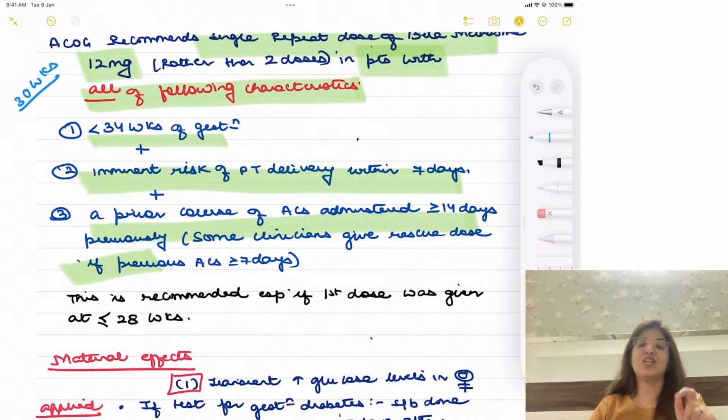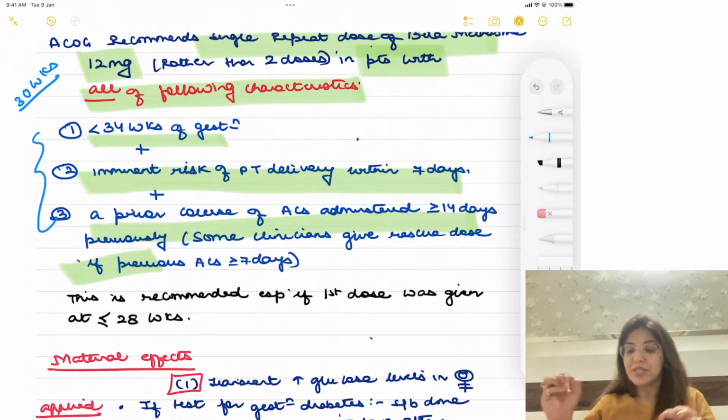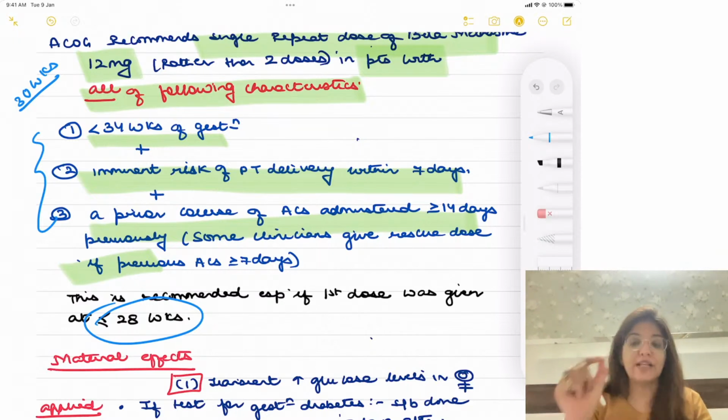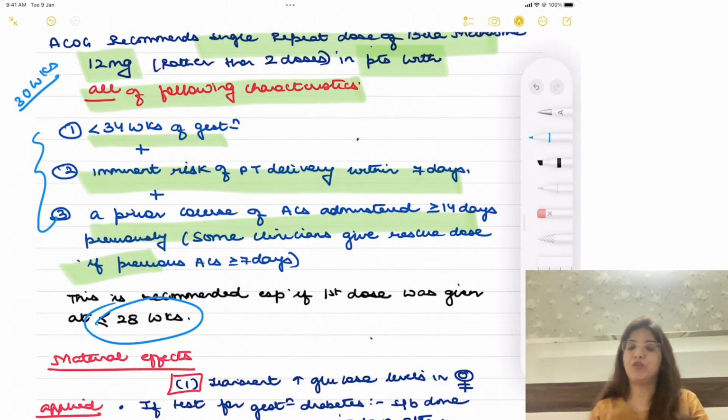Now, this recommendation is not a mandate, but these 3 things were mandatory to be fulfilled. Especially they say that if you had given a corticosteroid injection before 28 weeks, then yes, it is a definite indication that a single injection of betamethasone should be repeated. Right? So have you understood? I hope you are understanding when you can give a salvage course, a dose or a booster dose.